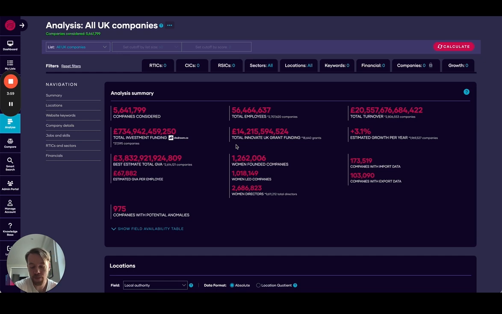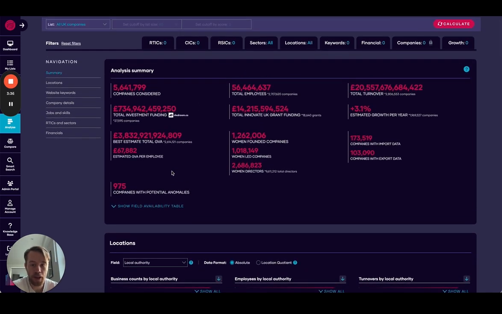The challenge for Companies House is that they're not required or able to validate the data that is submitted to them. They receive multiple million accounts every year that are filed with them, and they don't have the legislative power to check them. I'm going to show you now where you'll find the data on our platform.